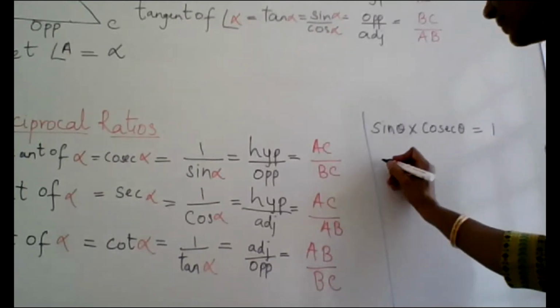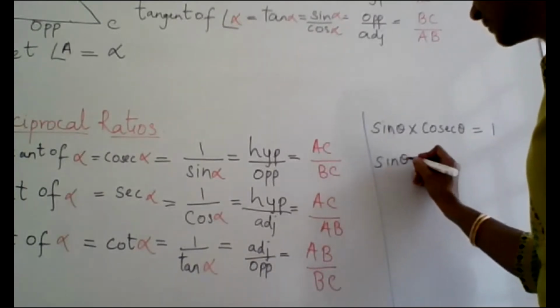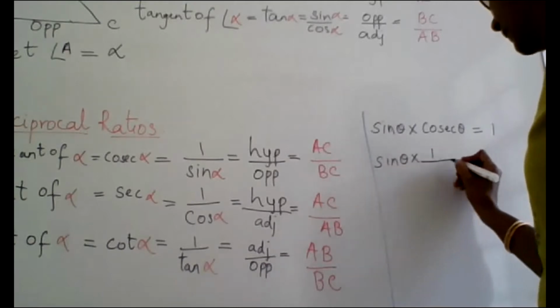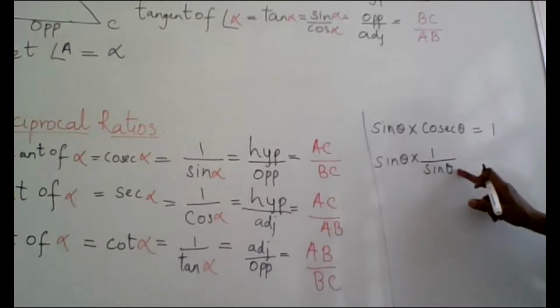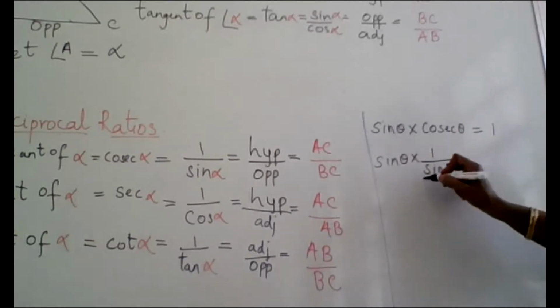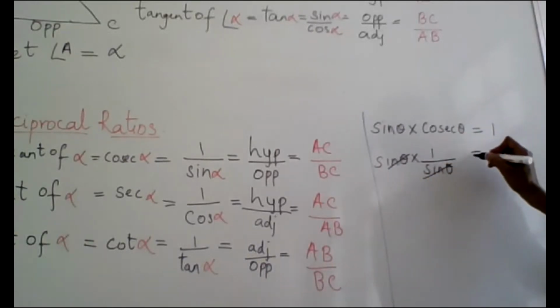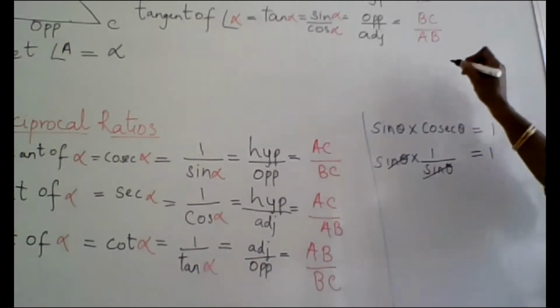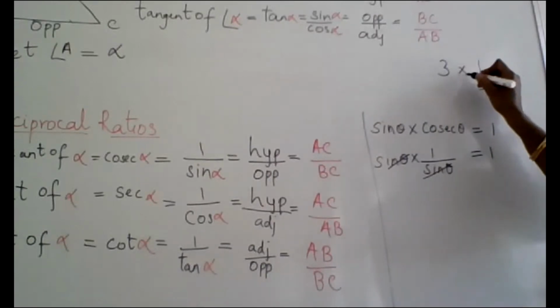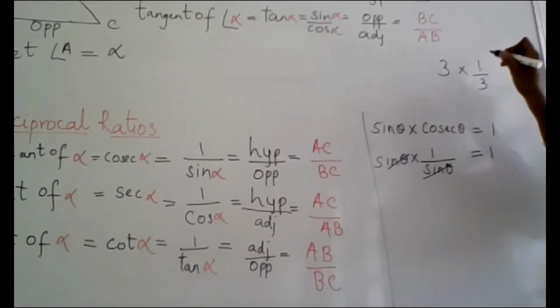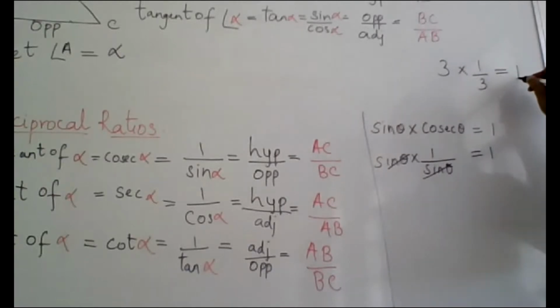How do you understand this? Sine theta into cosecant theta will be sine theta multiplied by 1 by sine theta, because cosecant is seen as the reciprocal of sine. So the sine and sine gets cancelled and hence you get it as equal to 1. That's why they are reciprocal. If I take 3, the reciprocal of 3 will be 1 by 3. So the product of the original number and its reciprocal is always equal to 1.